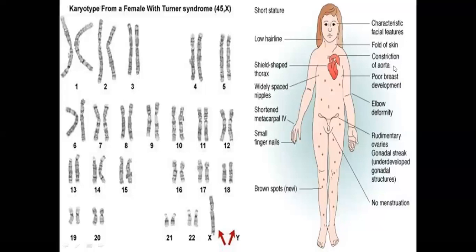They have heart problems, poor breast development, and rudimentary ovaries, because they are sterile. So they have underdeveloped gonadal structures. They do not undergo menstruation. Their body development is not proper. You find elbow deformity, small fingernails, shortened fingers, widely spaced nipples across the chest, a shield-like thorax, and a low hairline. All these are the abnormalities of Turner syndrome, which result from non-disjunction of the sex chromosomes and the loss of one X chromosome.